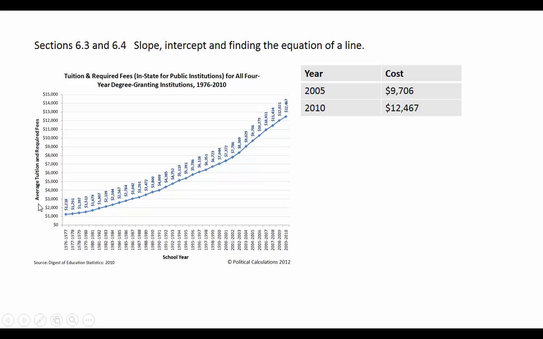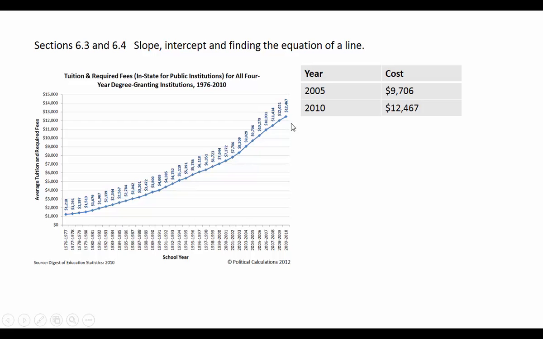And we'd like to use this graph, this data, to maybe make some educated guesses as to what tuition might be in the future. I have a 5-year-old girl and I'm kind of nervous about this. I want to know, hey, how much is tuition going to be when she's eligible to go to school?